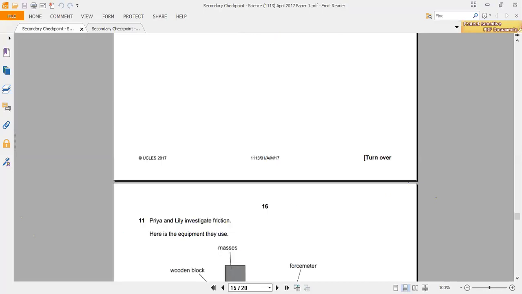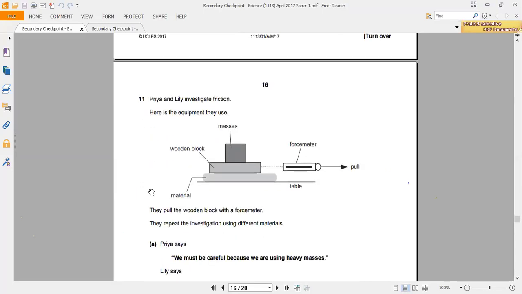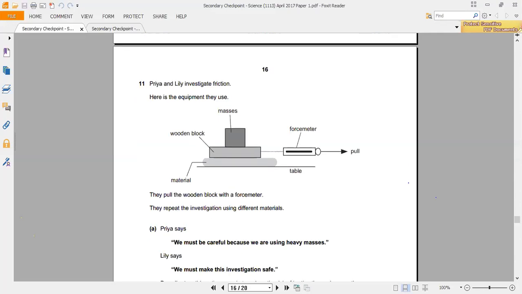Now, let's go for question number 11. Priya and Lily investigate friction. Here is the equipment they use. They have a table and material, a wooden block and masses, and they have a force meter that measures the force, and this is a pull. They can pull towards this direction. They put the wooden block with a force meter. They repeat the investigation using different materials.